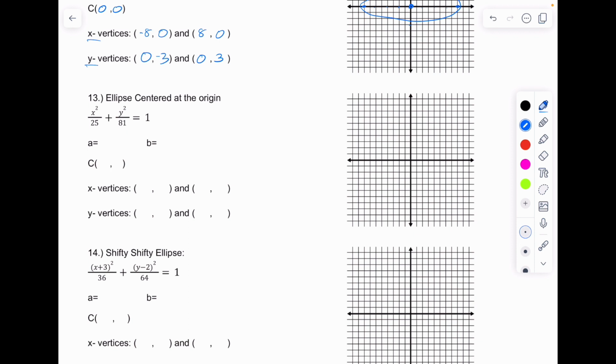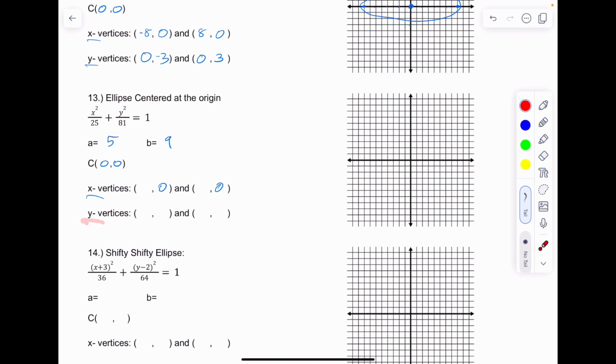Similar problem here. Can you do it yourself? This is at the origin, so we know our center is going to be 0, 0. What is our A? 5. What is our B? 9. Plug what we know. For X, Y's don't move, so I can just plug in the Y's in those spots.